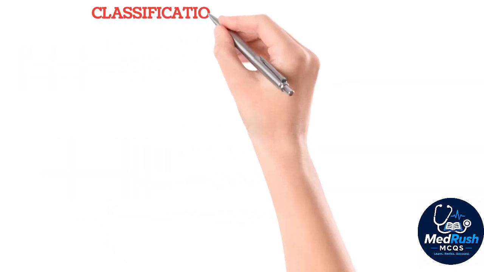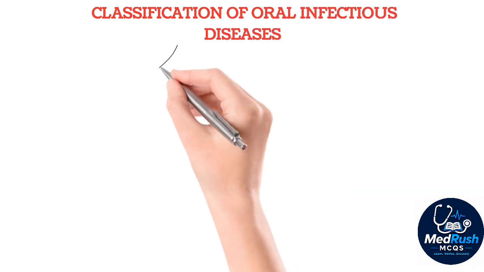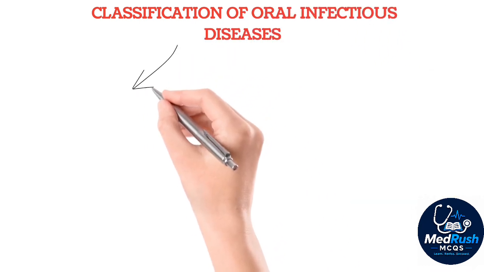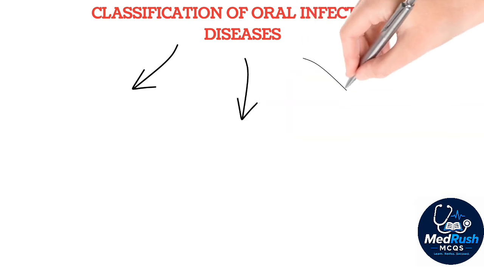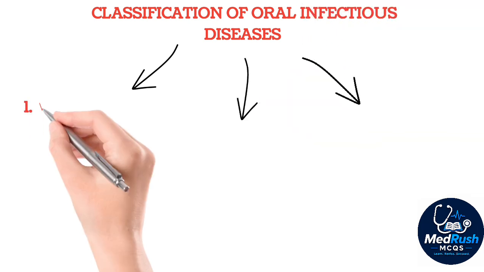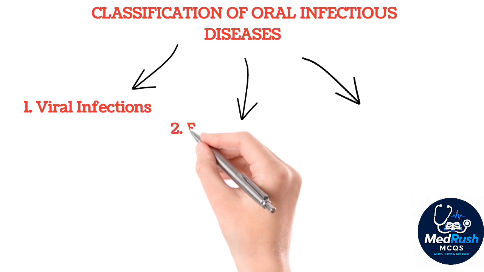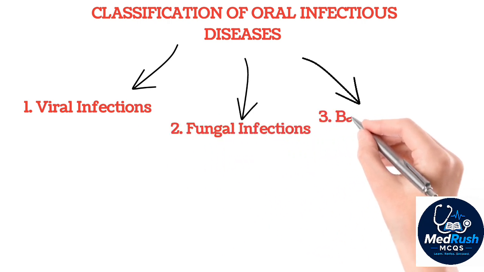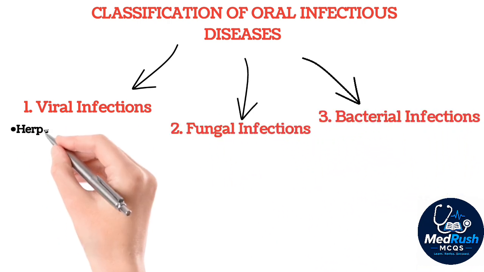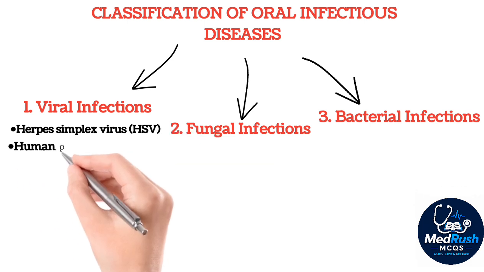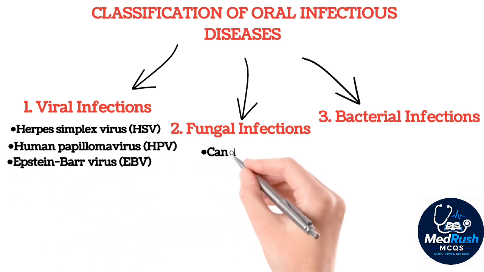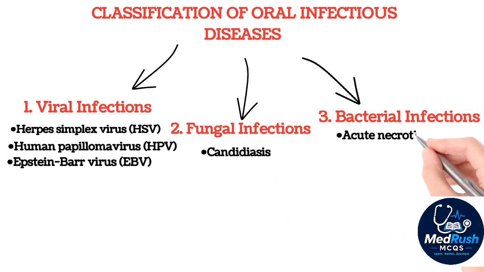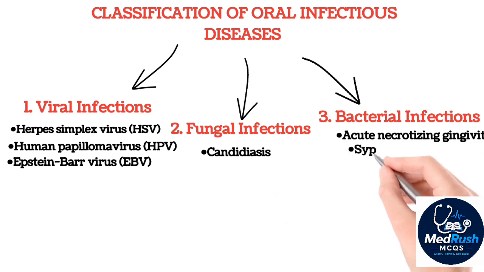First we will study the classification of oral infectious diseases. There are basically three types of oral infectious diseases: viral, bacterial, and fungal. Viral ones include herpes simplex virus, human papilloma virus, and Epstein-Barr virus. In fungal infections we have candidiasis, and in bacterial there are acute necrotizing gingivitis and syphilis.